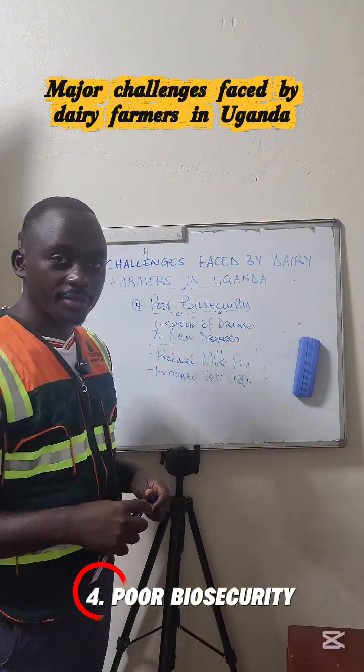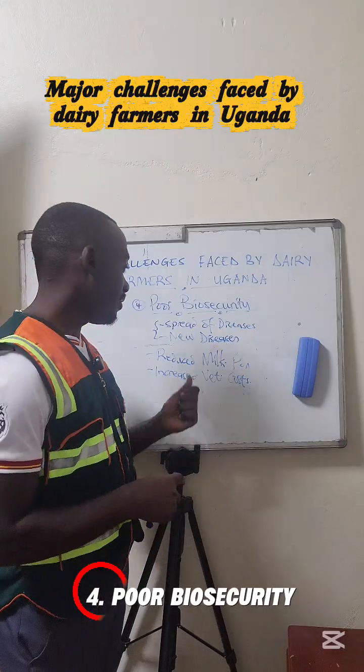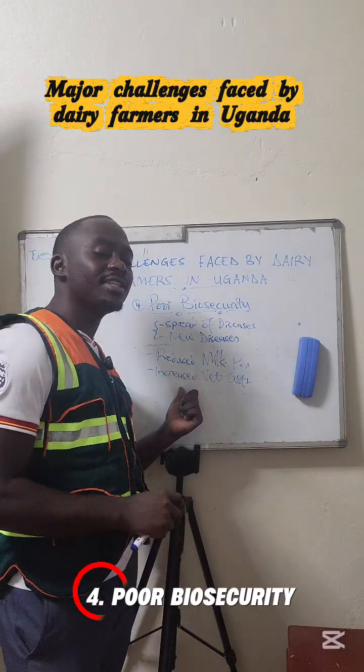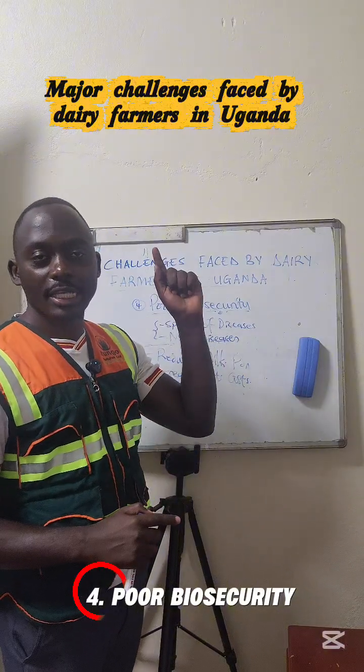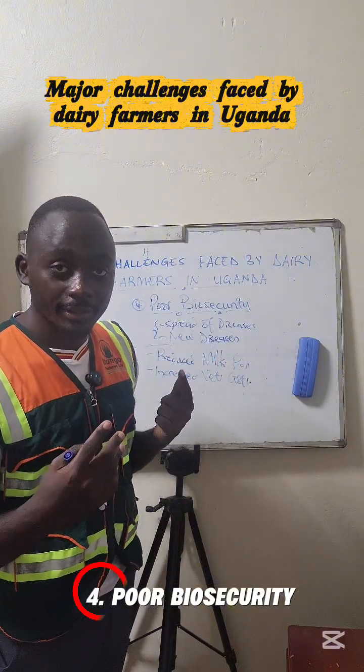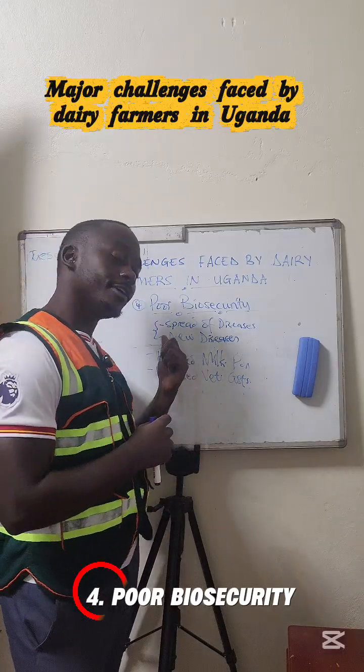And remember, we are doing this farming as a business. And if you're having reduced milk production, it means you're cutting on the income. If you're having increased veterinary costs, it means you're increasing the expenditures. When you balance these two, you'll find that at the end of the month or at the end of the year, you're making losses.